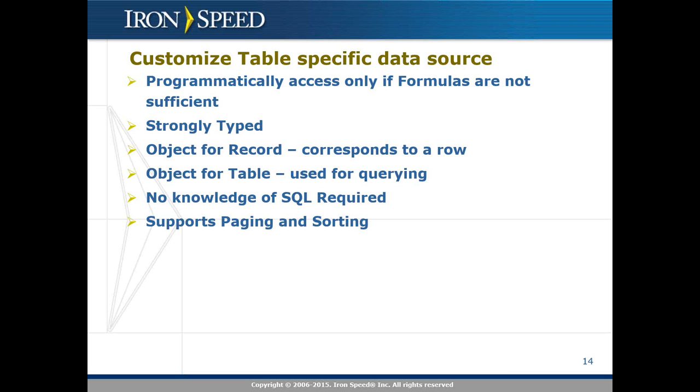Object for record corresponds to a row. Object for a table is used for querying the data, and displaying the data, of course. You don't need to know really much about SQL. IronSpeed has tweaked the interface very nicely, so that as long as you understand a little bit of logic, that's great. So that part's good, and of course, all the table-specific data sources support paging and sorting, so that you can pull out certain pages, certain range of pages, and sort by, I think it's 4 or 5 different criteria. Okay.